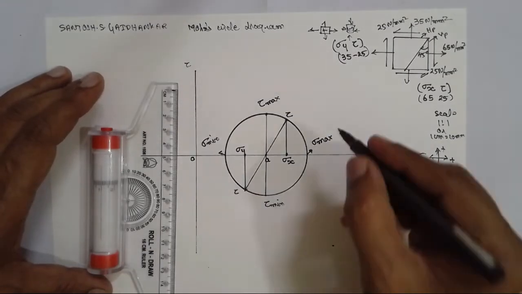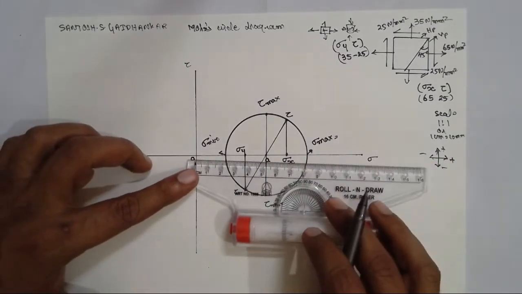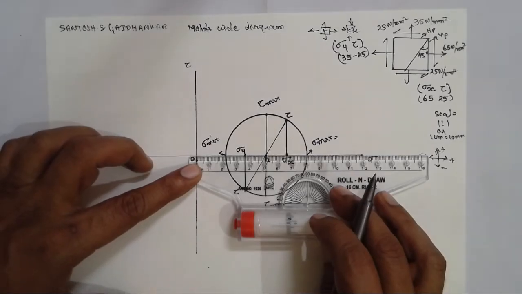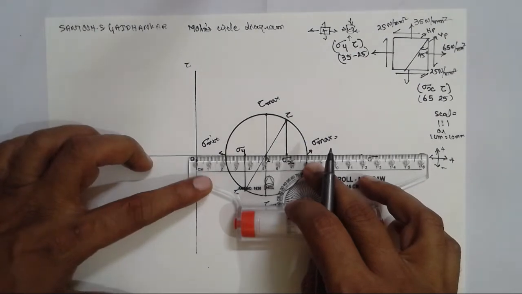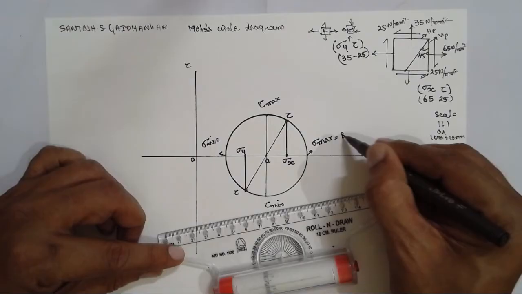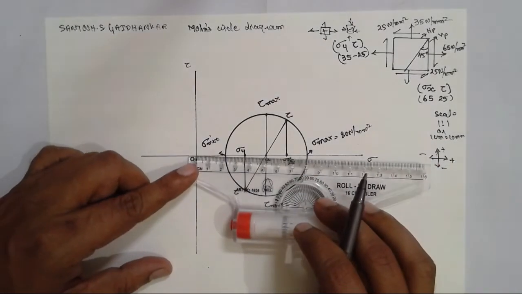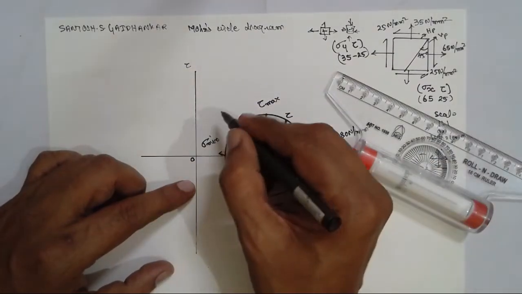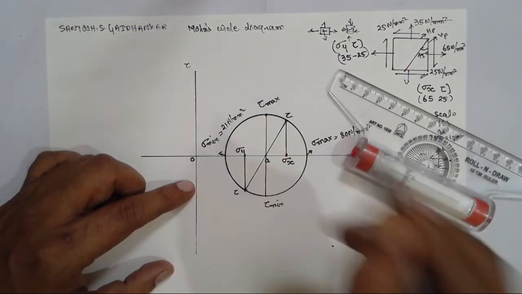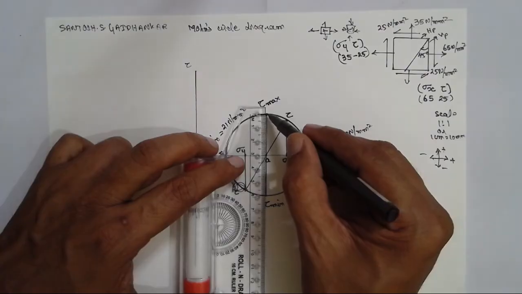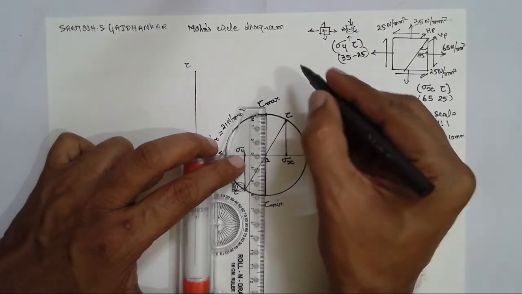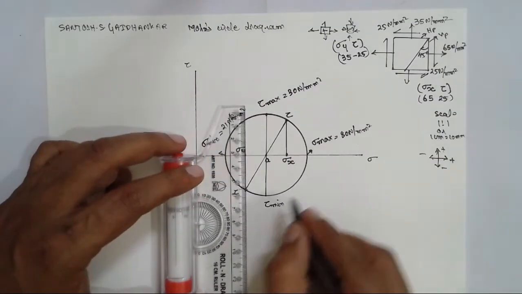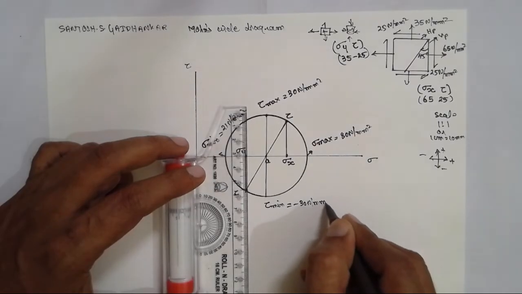Let us calculate the maximum and minimum. From O to sigma max, you have to measure it. Here it is 80. From O to this point, it is 80 Newton per mm square. From O to this other point, it is 21 Newton per mm square. Now we are going to find the maximum shear stress from point A, which is 30 Newton per mm square, and minus 30 Newton per mm square.